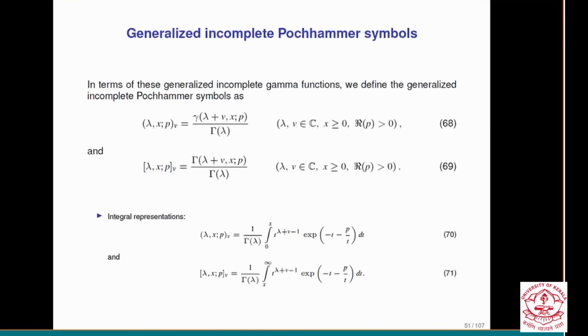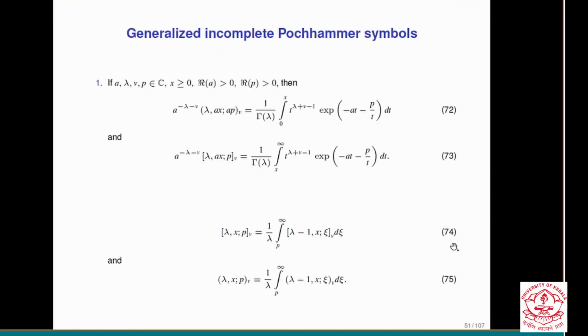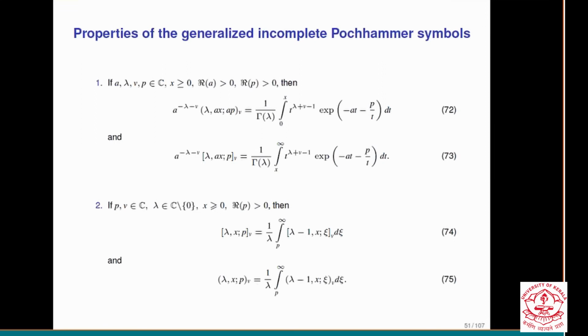And next we represent the properties of this generalized incomplete Poisson symbol that is defined. So first we have to impose the conditions. These are the conditions. Then this can be written as equation number 72, this is 73, and this is your 74. This is 74, and this is your 75.